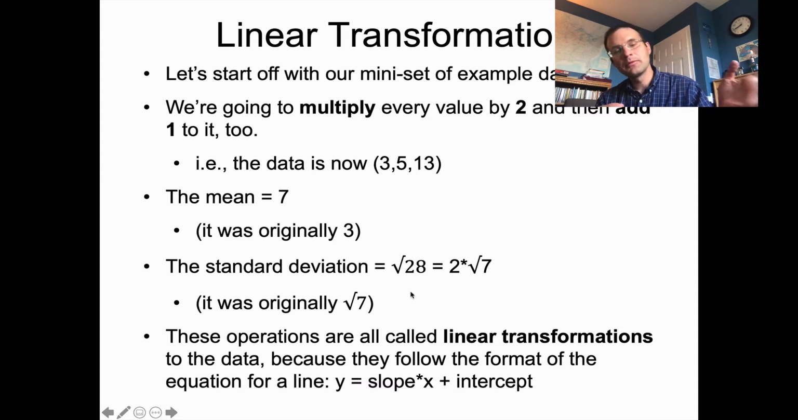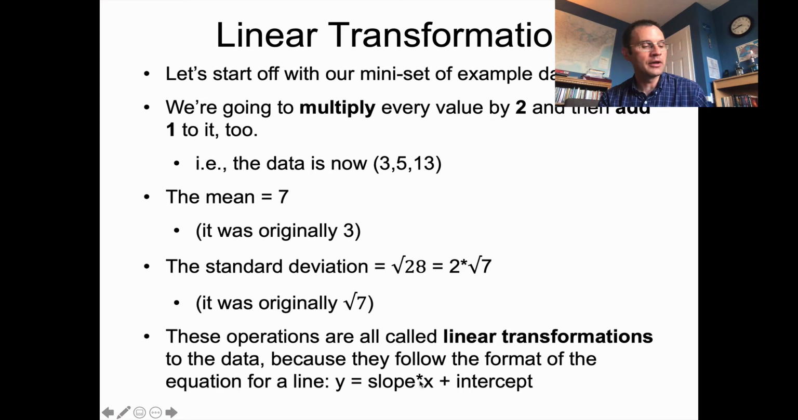I'll get to the summary slide in a second about the effects of addition and multiplication on these little data sets, but these operations are all called linear transformations of the data because they follow the format of the equation for a line. If you remember back to high school math, the equation for a line is generally expressed as y equals the slope times x plus the intercept. Y is a variable which depends on x, another variable. You multiply the x variable by the slope, and then you add the intercept to it.